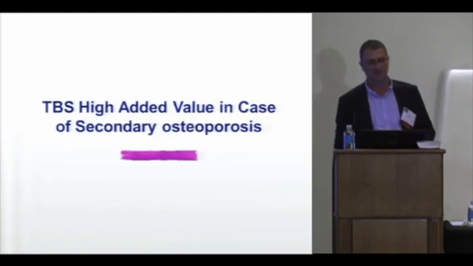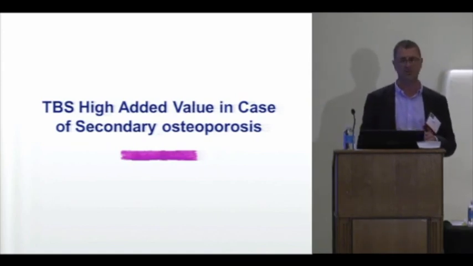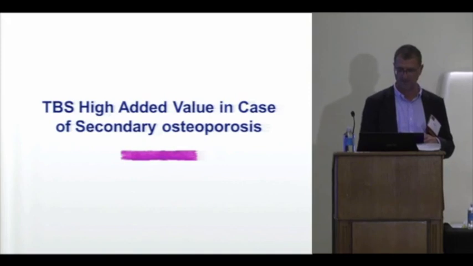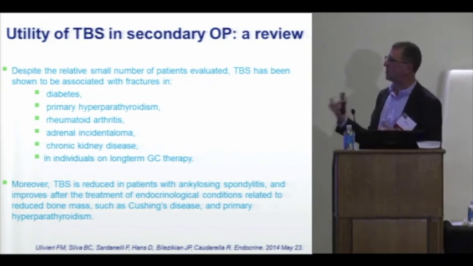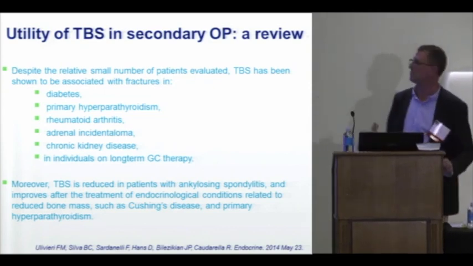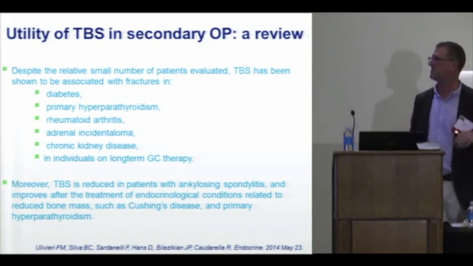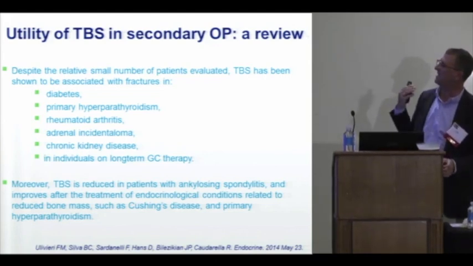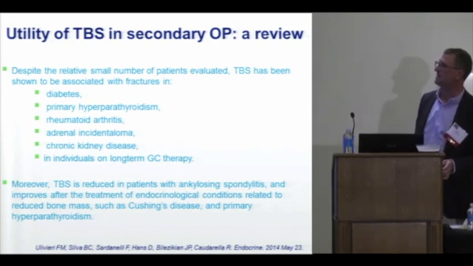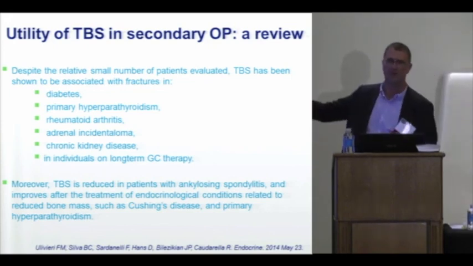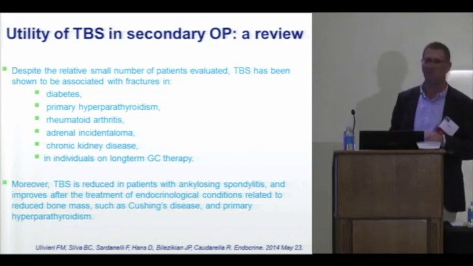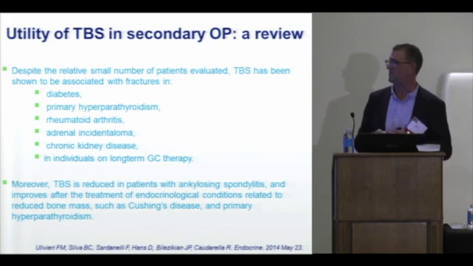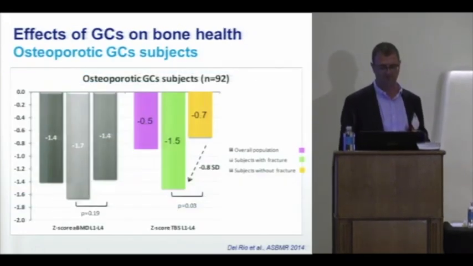I will briefly talk about the high added value of TBS in case of secondary osteoporosis. Some of them go fast because it was already presented. But despite the relatively small number of patients evaluated, they seem to have concordant results with several small prospective studies. There is apparently an association between fracture and TBS in diabetes, primary hyperparathyroidism, rheumatoid arthritis, Cushing syndrome, chronic disease, and also patients with glucocorticoids. So I will just take a few of these examples to show to you.